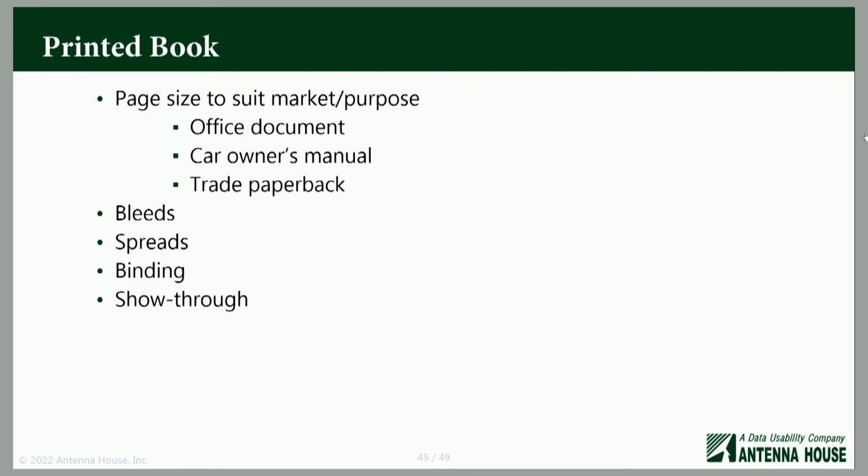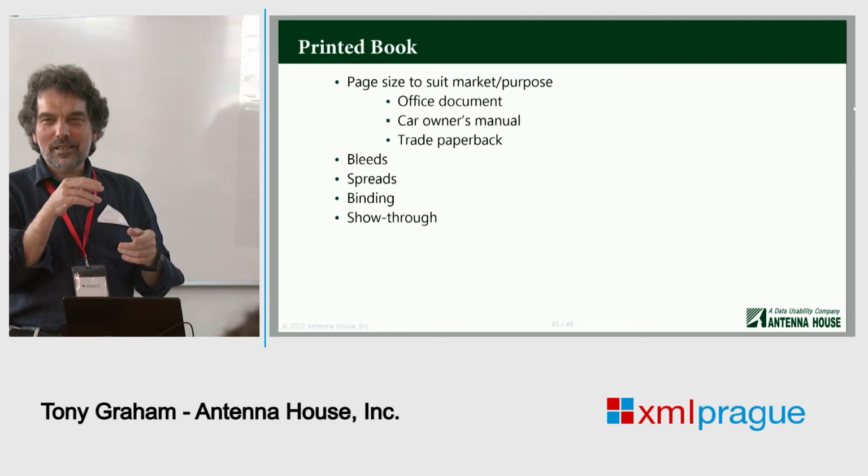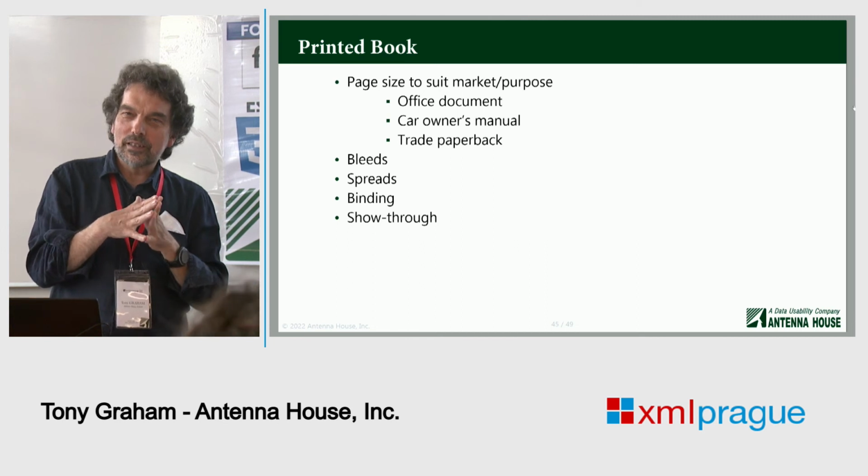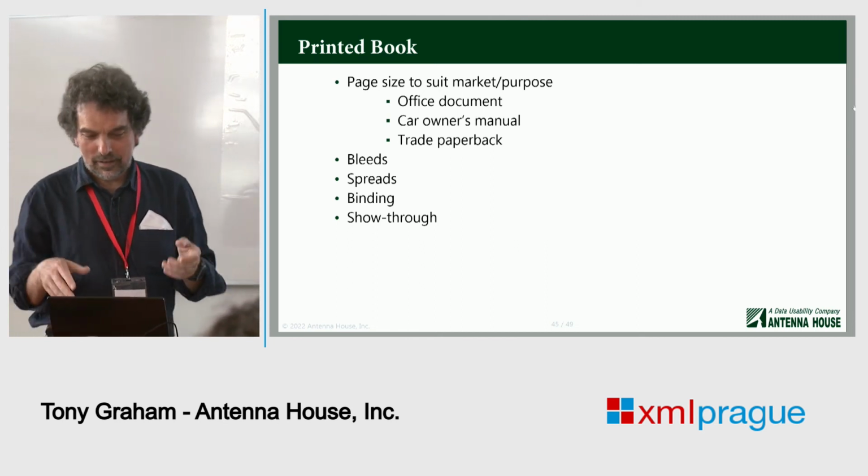And the other thing is that your printed book has a physical size, which could vary depending upon its use. It could be an office document, say you want to produce for, in Europe, A4, in the US, you'd produce for letter-sized pages. It could be a car owner manual. Do we have an example of a truck manual anywhere in the... There we go. That's sized for the glove compartment of a truck, I assume. Hopefully.